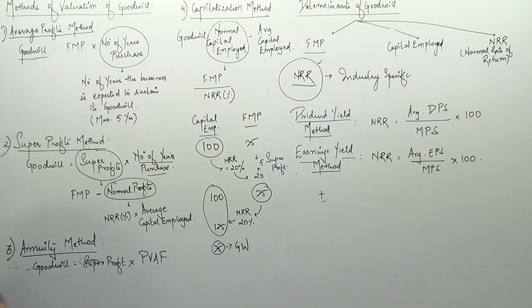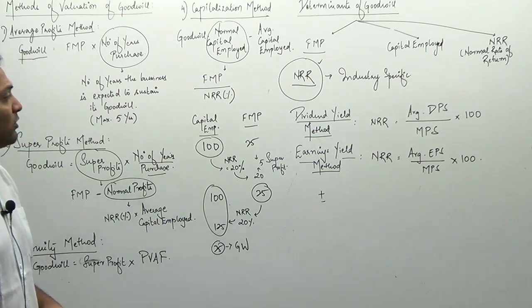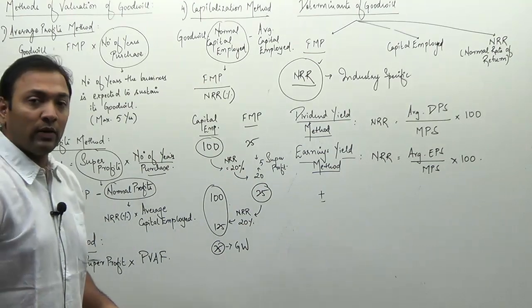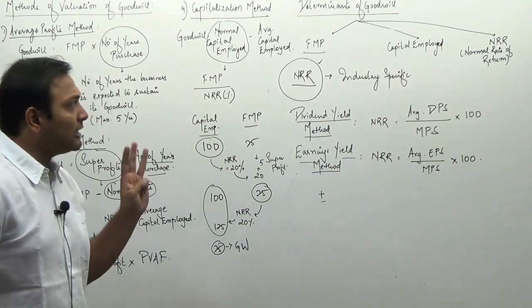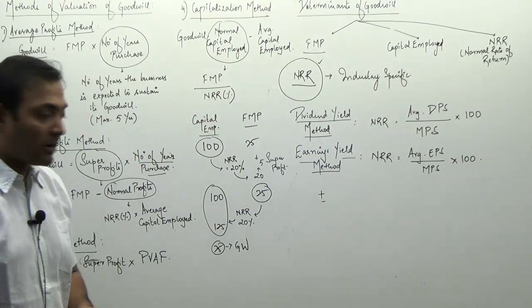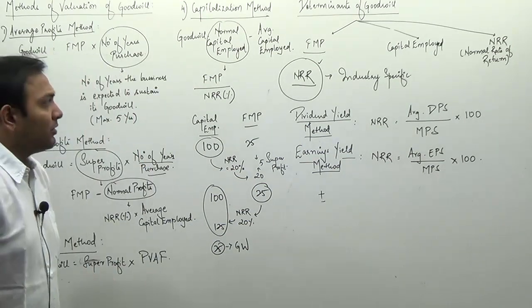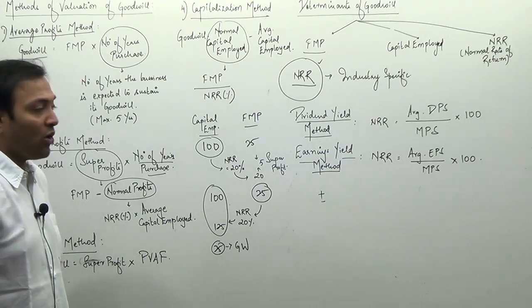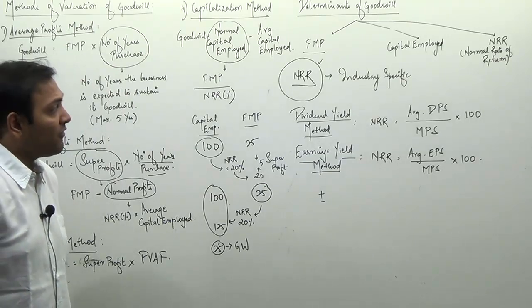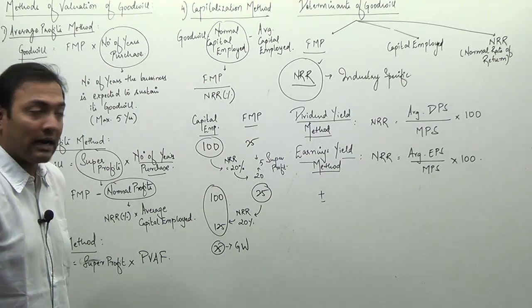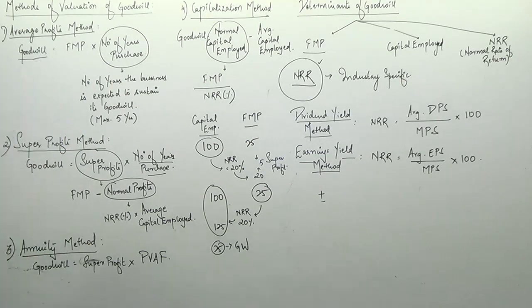So these are the four basic methods that we need to consider for valuation of goodwill, with three very important determinants: FMP, capital employed and NRR. The crux of the story lies in how we start valuation of FMP, capital employed and NRR. If you get these valuations right, then there is no chance that you will go wrong with the method of goodwill valuation.